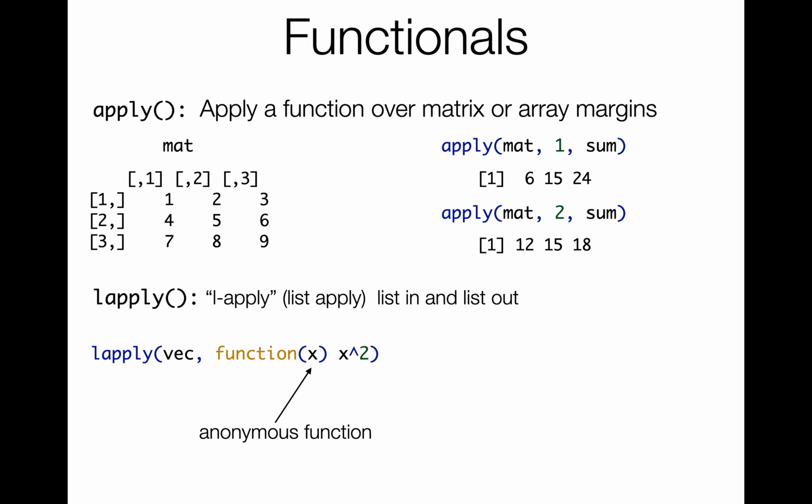Okay, I don't name it anything, but I write it out just like I would write any other function, a function of x, and then it's x squared. Okay, so I apply that function to the vector, and what I get out is a list. Okay, where it's squared, so just like we had before. So there's lapply.